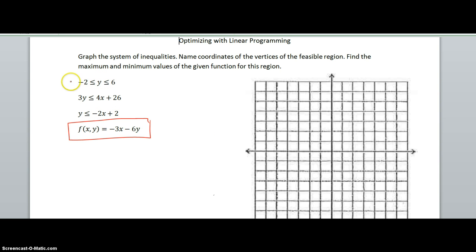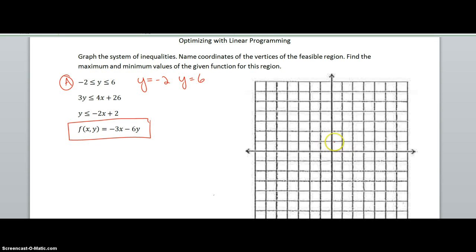So I'm just going to go ahead and start, and I'm going to graph the first one here. I'm going to call this one A. When we're graphing this inequality, we're going to graph two lines. We're going to graph the line y equals -2, and we're going to graph the line y equals 6. Now, I changed these to equal signs because the inequalities here will tell us which regions to shade, and it will tell us if it's a dotted line or a solid line. But in the end, we're just graphing y equals -2.